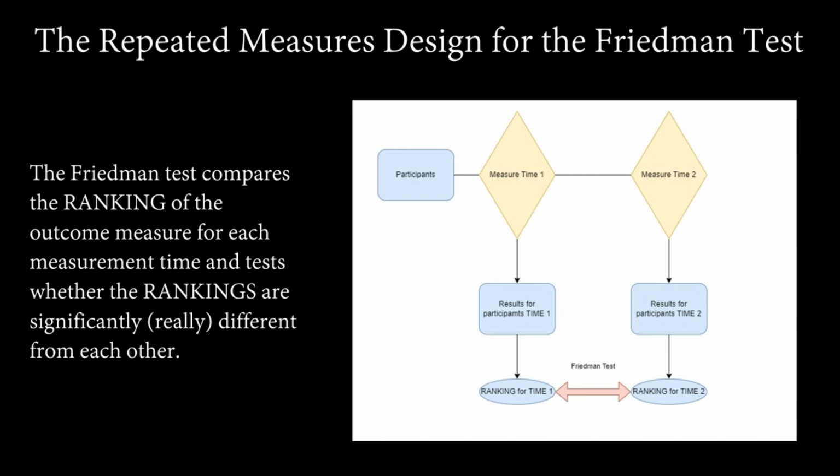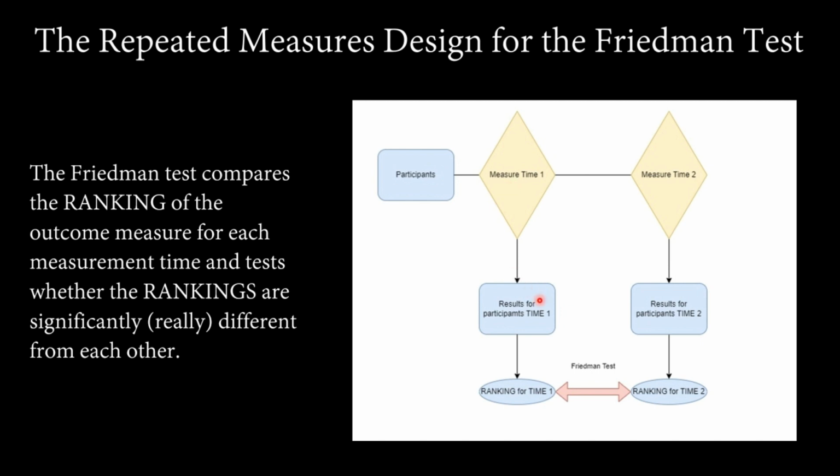Okay, here we have a schematic drawing of this. I've only given 2 times, but actually this could be 3 times as in our case, or 4 times or 5 times. The test can handle multiple time periods. What's important is we have the same measure at each time. So in our case, this is a poetry preference ranking, and this is also a poetry preference ranking.